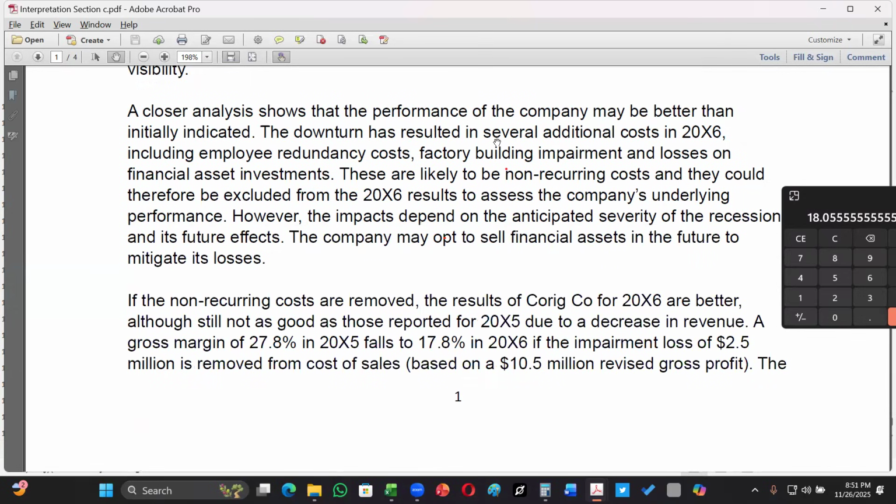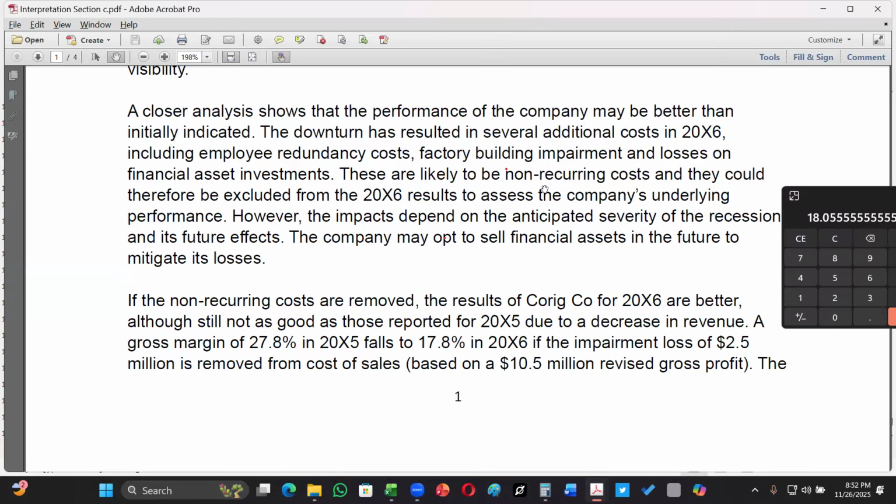The downturn has resulted in several additional costs in 2026. That is the employee redundancy, factory building impairment losses, and the financial investment loss. Because there was this financial asset through fair value through profit and loss, there was a loss on that. So these are the three major costs which have hit them this year, and that has contributed to an operating loss and a final net loss.